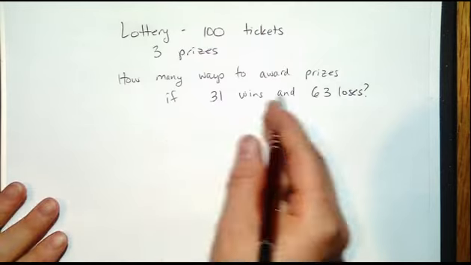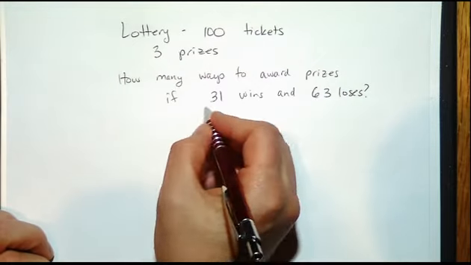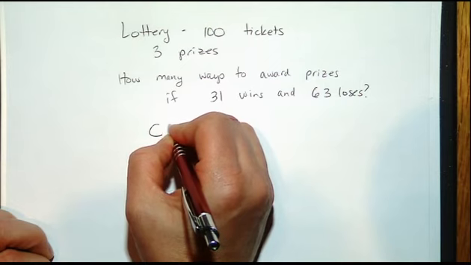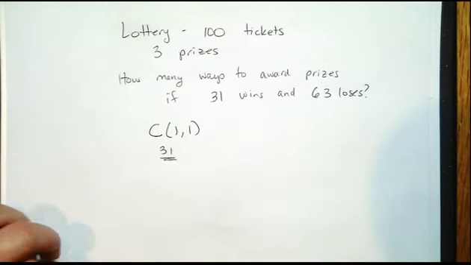So I have 100 tickets and 3 prizes. I want to know how many ways there are to award prizes if 31 wins and 63 loses. So for the winners, how many possible winners do I have? So I have to choose 31. So this is choosing the 31 as a winner. Okay? Now I want to choose the other winners.